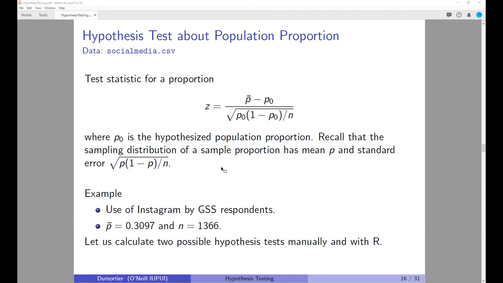Now, for this example, we are going to use data from the General Social Survey, GSS, from 2016. In that year, they asked respondents whether they are using any social media. Out of 1,366 respondents, 30.97% indicated that they are using Instagram. Now, let us calculate two possible hypothesis tests for this example and assume that Instagram claims that one-third of Americans are using their services.